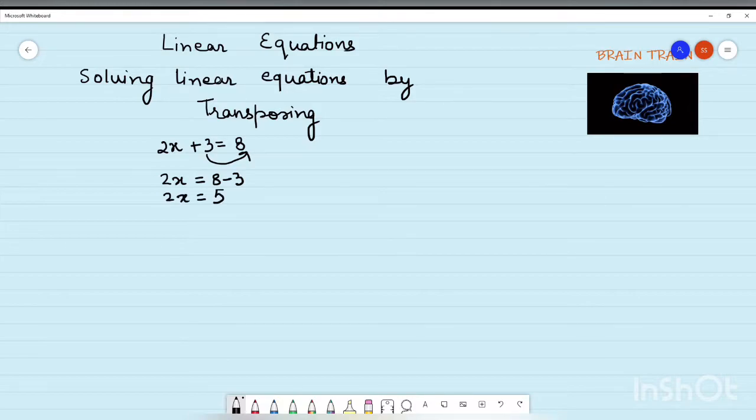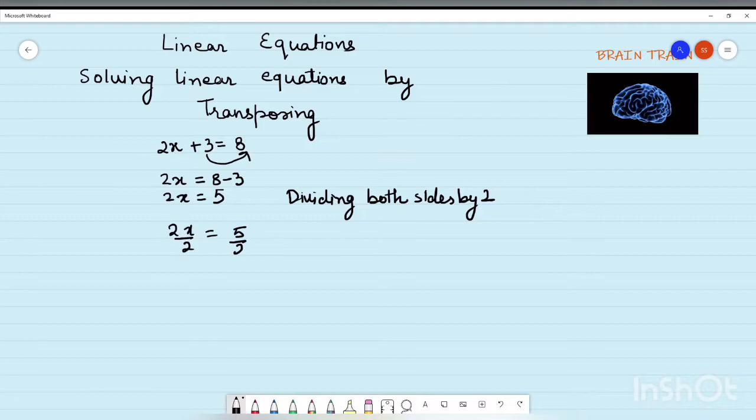Now, dividing both sides by 2. Why are we dividing both sides by 2? Because the coefficient of the variable on the left hand side is 2. So 2x upon 2 is equal to 5 upon 2. So x is equal to 5 upon 2. So this will be the answer of this linear equation.